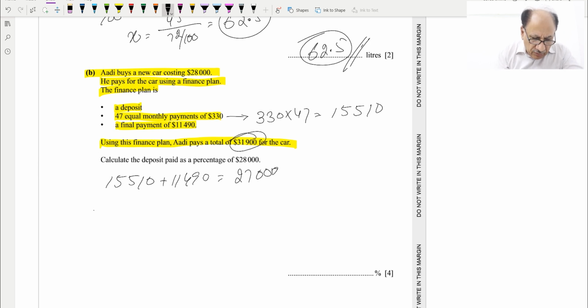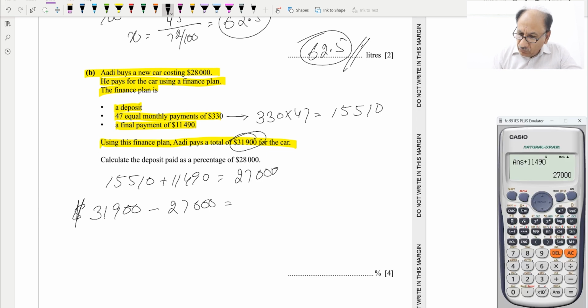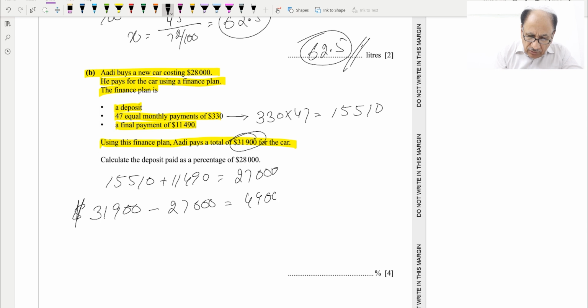The total he has paid is 31900 dollars. Minus this 27000, the rest will be the deposit. So we calculate 31900 minus 27000, which gives 4900. They are saying calculate the deposit, and this is the deposit which we have calculated.